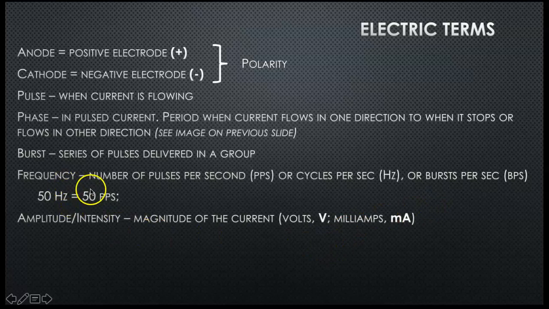Frequency, the number of pulses per second. And so you'll see this when you are choosing some of the parameters when you're going to treat your patients. It'll ask you for how many pulses per second do you want. Sometimes it asks for hertz. Hertz and pulses per second are actually equivalent. So 50 hertz is the same as saying 50 pulses per second. And then some modalities only operate with bursts. Russian current, for example, uses bursts. So you might see bursts per second, BPS. Okay.